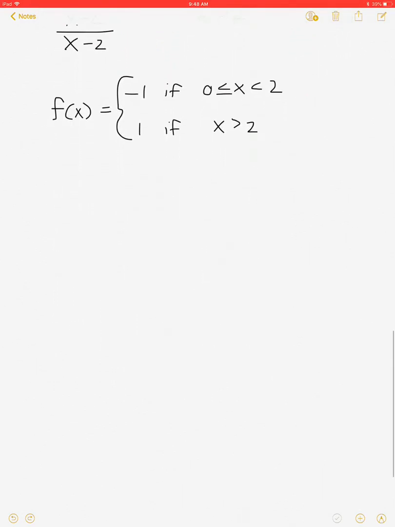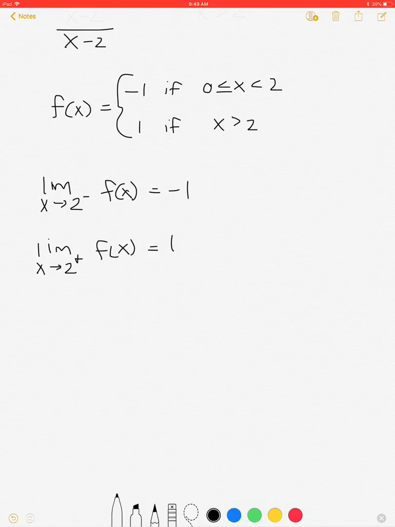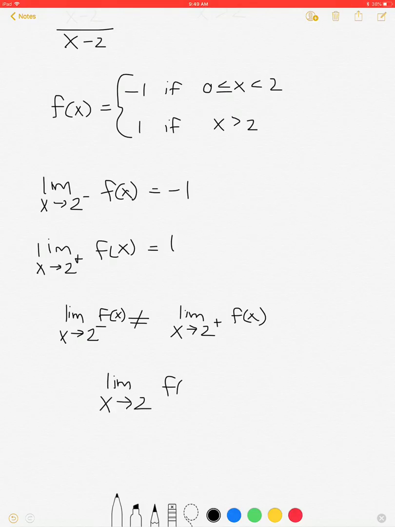All right, so now here's the important part. Now I need to do my left and right limits. So the limit as x approaches 2 from the left is equal to -1, and the limit as x approaches 2 from the right is +1. Probably done this a million times by now. Since the limit of f of x from the left is not equal to the limit from the right, therefore the limit does not exist.